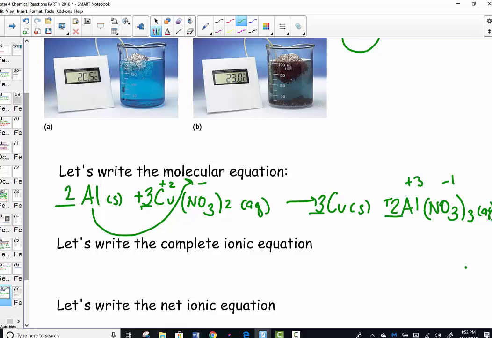So when we're done balancing the molecular equation, I would read that: 2 moles of aluminum react with 3 moles of copper(II) nitrate to form 3 moles of copper metal and 2 moles of aluminum nitrate. This pattern is called a single replacement, single displacement. 2 elements exchange places.